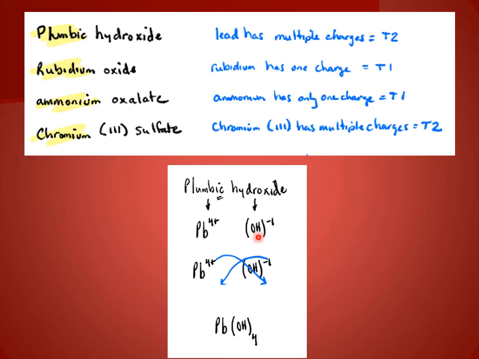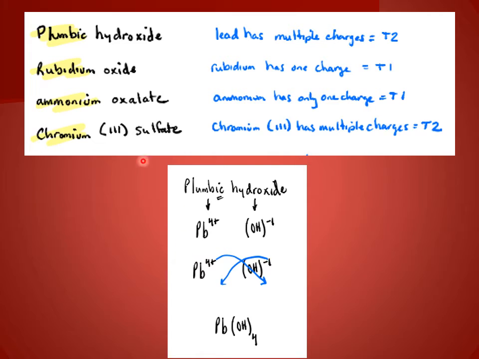But back to this question. So I see that lead has a 4 positive and hydroxide has a 1 negative charge. They do not cancel, so I crisscross. And when I do, I come up with this formula, Pb(OH)4. The 4 is outside the parentheses because there are 4 hydroxide groups, not 4 hydrogens alone. And this formula cannot be reduced any further, so I am done. That is the final formula for plumbic hydroxide.